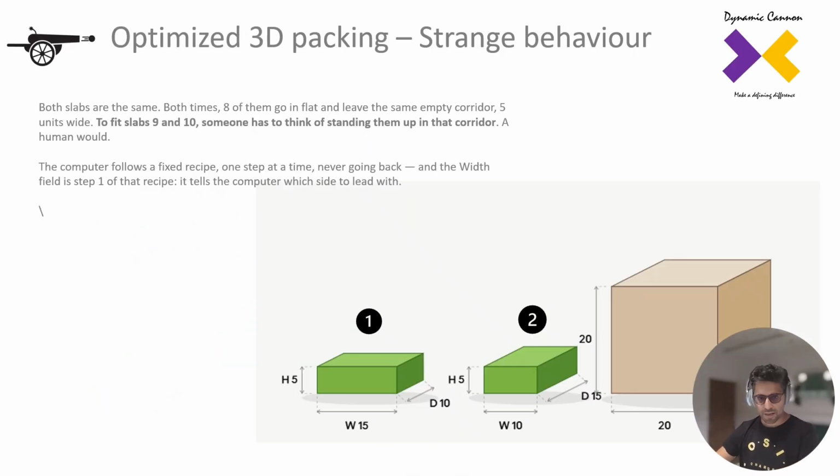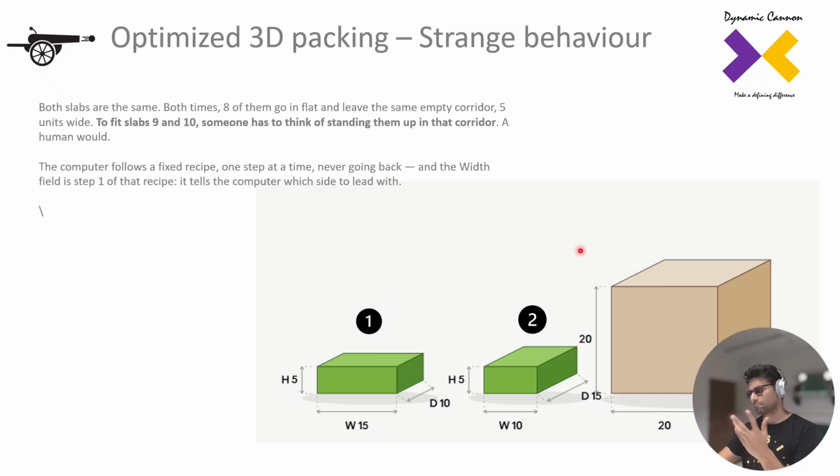So to explain the issue, let's take an item which has a width of 15, depth of 10, and a height of 5, and another item which has similar dimensions, but the width and the depth are swapped. So the width is 10 and the depth is 15. And simple maths, both these items have the same value. The slab 1 and slab 2 have the same value, but they will not get the same packing results in a box of 20 in height, 20 in width, and 20 in depth.